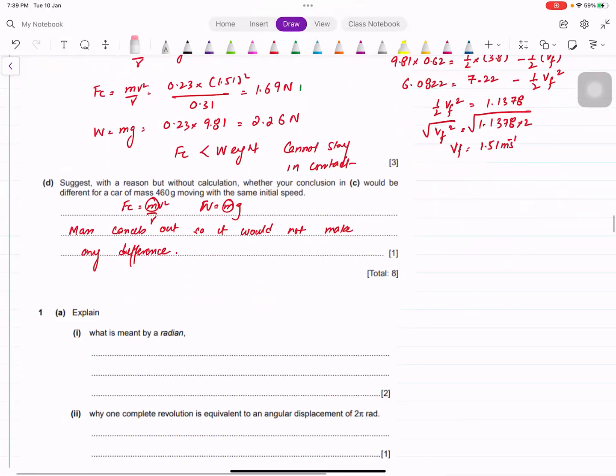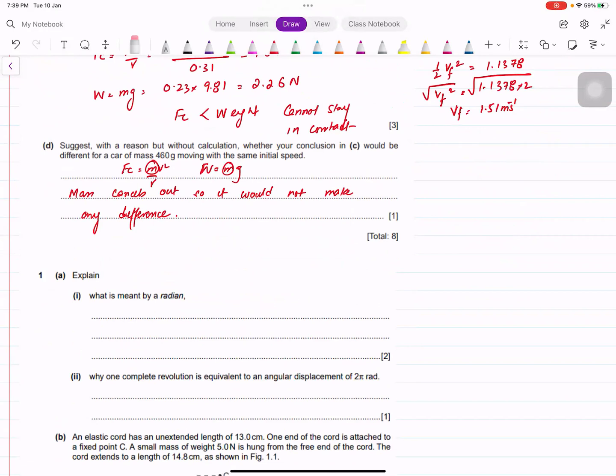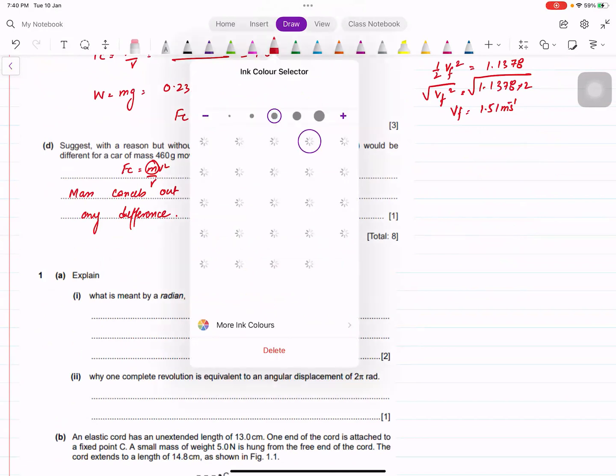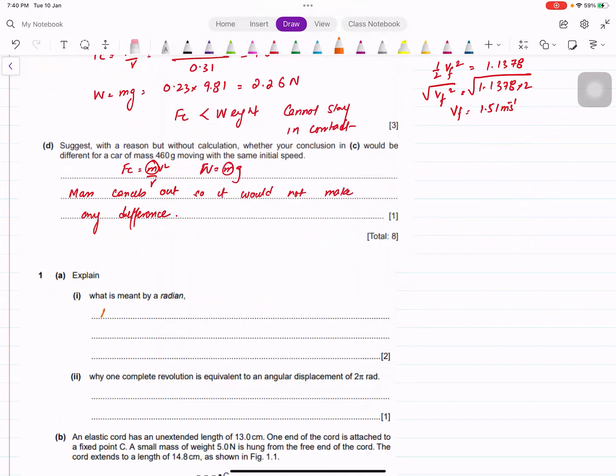Who's going to tell me the definition of radian? Angle subtended at the center, that's 1 mark, by an arc equal in length to the radius of the circle. The arc length is equal to the radius of the circle. All right, so this would be the definition. You should remember this definition all the time.